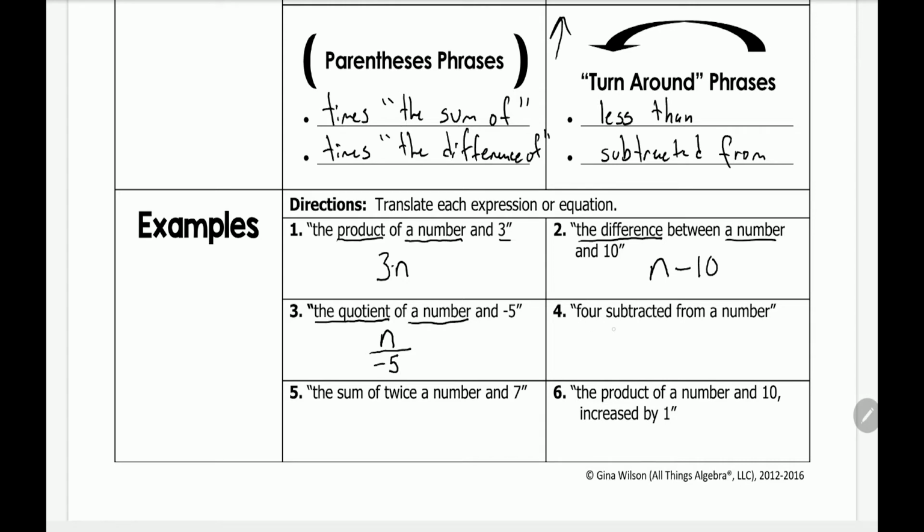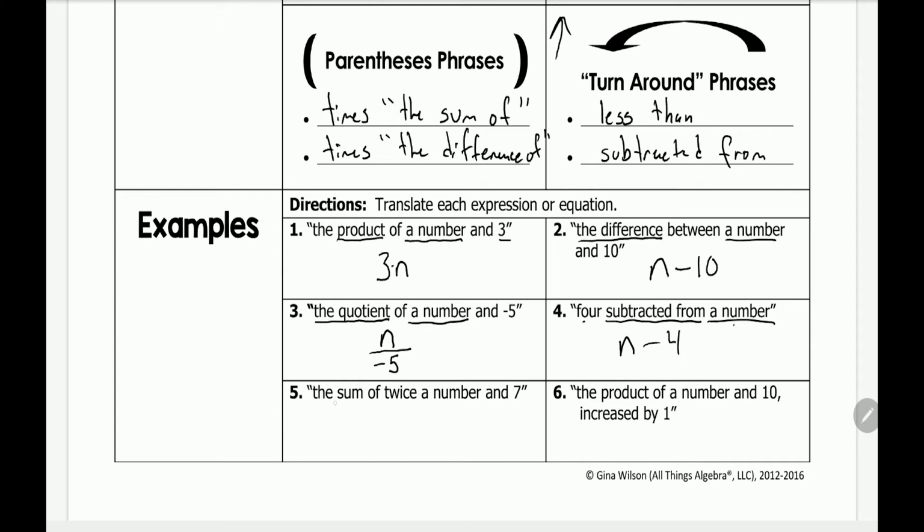We have 4 subtracted from a number. Again, we're going to have a variable because it tells us a number. And then we have this phrase subtracted from. Subtracted from is one of our turnaround phrases, and it's one of the subtraction phrases. Turnaround means that instead of just saying 4, then whatever operation and n, instead we're going to go backwards. So we're going to say n minus 4, and that's our answer for number 4.